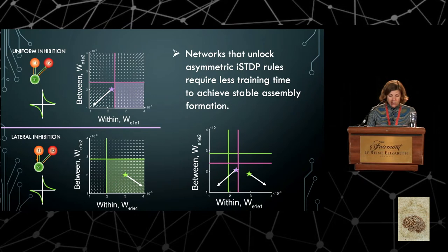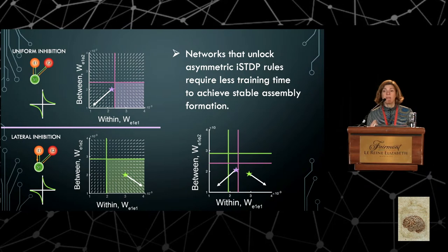Okay, so what does this mean? We suggest that from our networks, what we've done is use this asymmetry in the wiring diagram from E cells to SOM cells to unlock the power of the asymmetric inhibitory spike-timing-dependent plasticity rule. This allows us to achieve stable assembly formation, but in a much shorter time frame. We need to train these networks less.